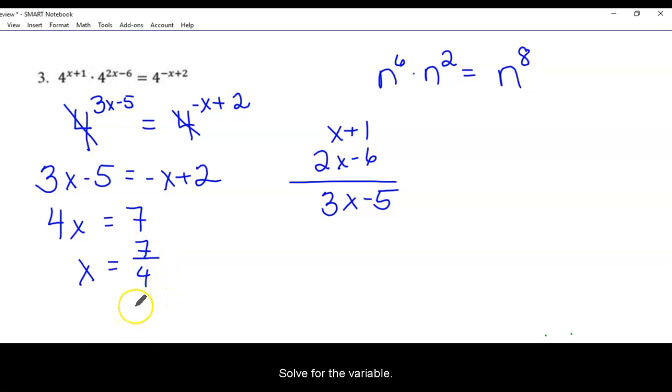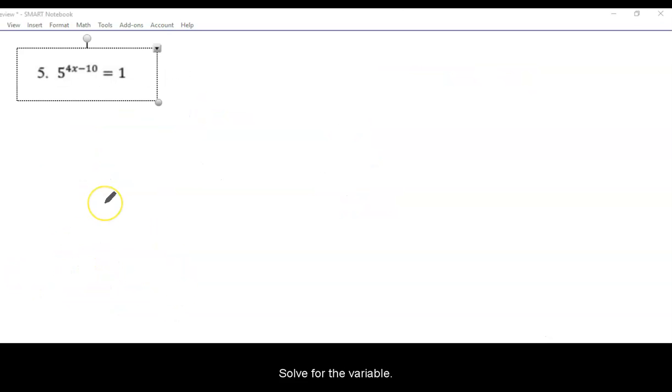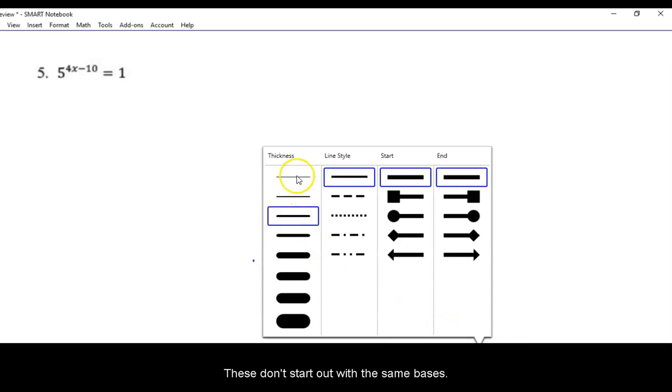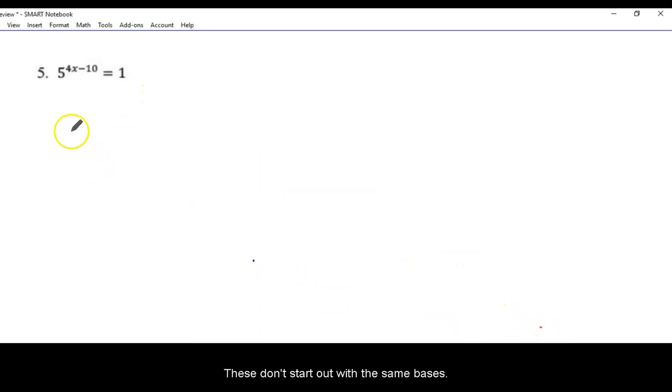You can leave it 7/4, or you could do a decimal, but this is fine. Okay, so the next section is still solving the equation using like bases, but these don't start out with the same bases. So we have to figure out how to change these bases. So let's look at this one. We have a base of 5 and we have a base of 1.